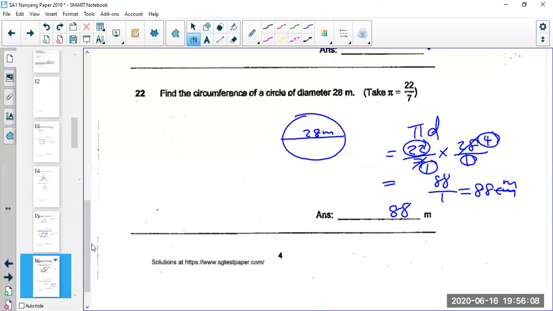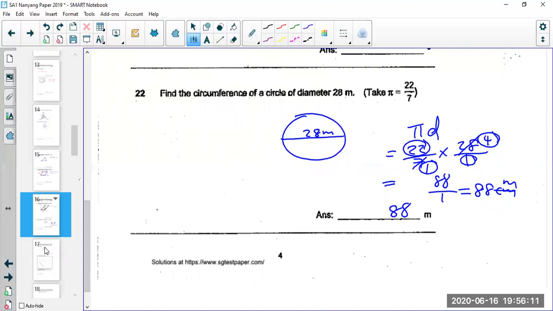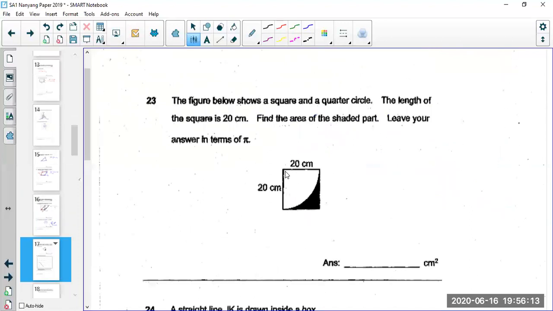Okay, next one, let's go to question 23. This one looks very simple. All right, question 23, how do you find the shaded part? The figure shows a square and a quarter circle. So square means all sides are equal, right? All the sides are equal. And then the length of the square is 20 cm. Find the area of the shaded part.